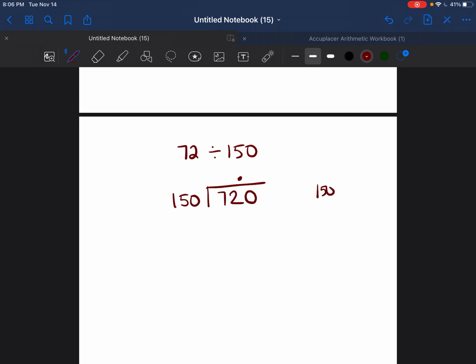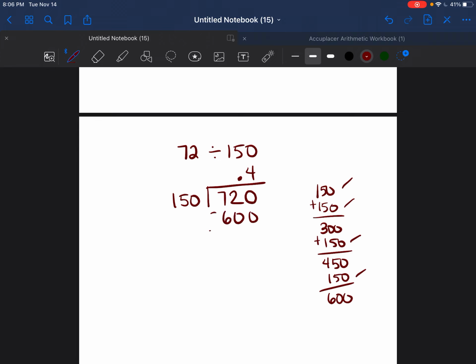Now we can calculate how many times 150 would go into 720. Well, 150 plus 150 is 300, plus 150, that's 450, plus 150, that's 600. So I would say it goes 1, 2, 3, 4 times. So 150 can go into 720 4 times, and that would equal 150 times 4, which is 600. Then you go ahead and subtract. 0 minus 0 is 0, 2 minus 0 is 2, 7 minus 6 is 1.